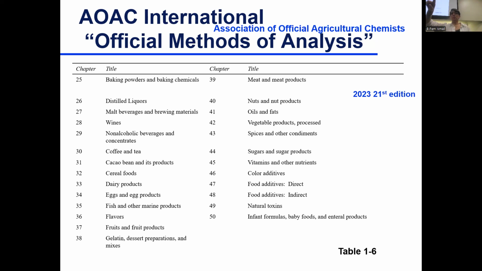I didn't update it before I posted the slides, so make sure to cross out that the last edition you have on the slide was the 20th edition. This is the newest edition. So you can see that there are different chapters based on the samples. And in those different samples, there are different methods, like for composition or any characterization. There are official methods for wines, for coffee, for cereal foods.